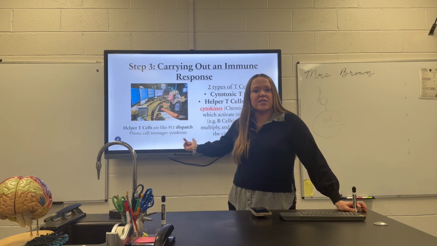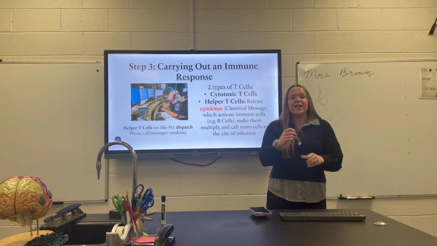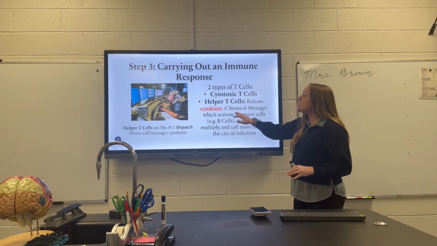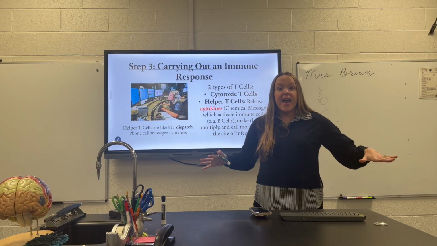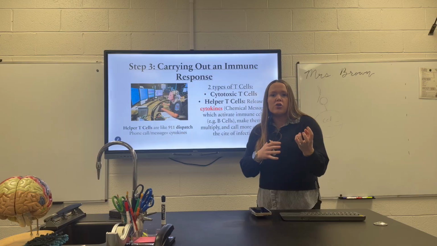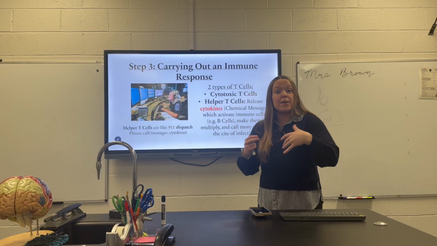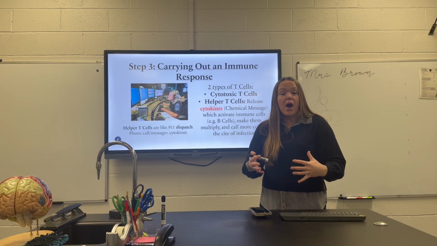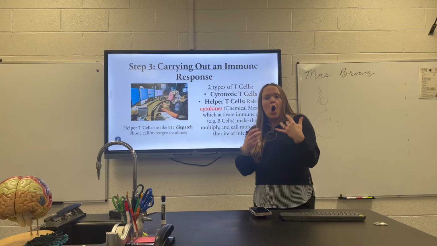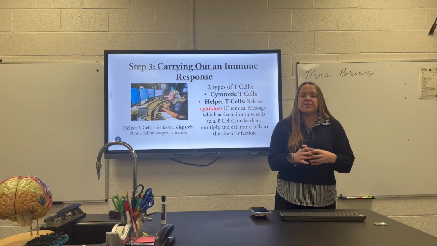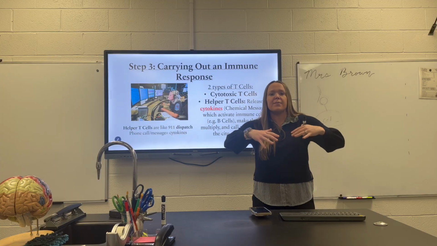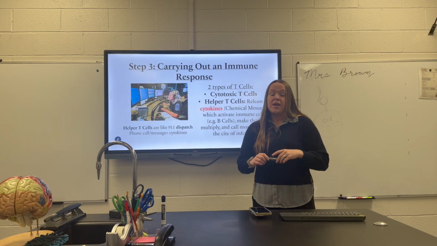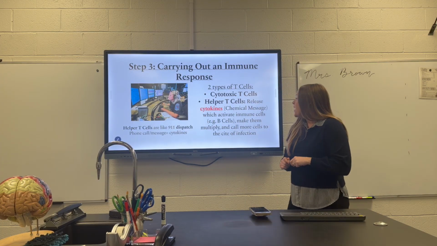But I didn't get as far as the dispatcher. Your example is great, Landon, because helper T cells are just like the 911 dispatcher. They take a consensus of the situation. They also have those receptors, so they notice that a pathogen has invaded the body, and then they recruit all the other white blood cell types to come in, and they activate them, and they tell them what to do to bring them to the site to take care of the pathogen, to kill the pathogen.